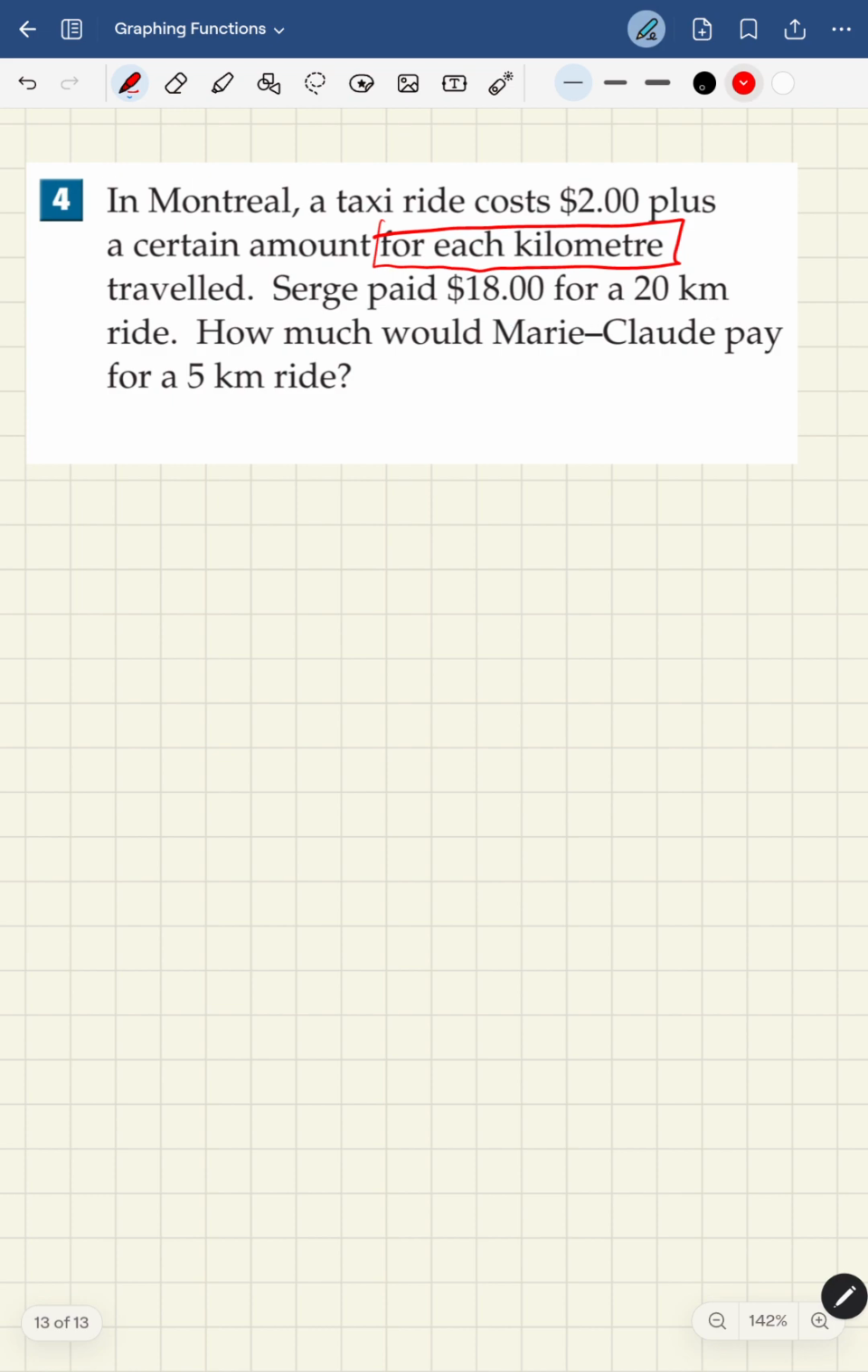So the first thing we should do is figure out what is the x and what is the y. What depends on what? Remember, y depends on x. So here it's going to be the cost depends on, well, how many kilometers. So x is the number of kilometers that you travel, and y is going to be the cost for those kilometers.